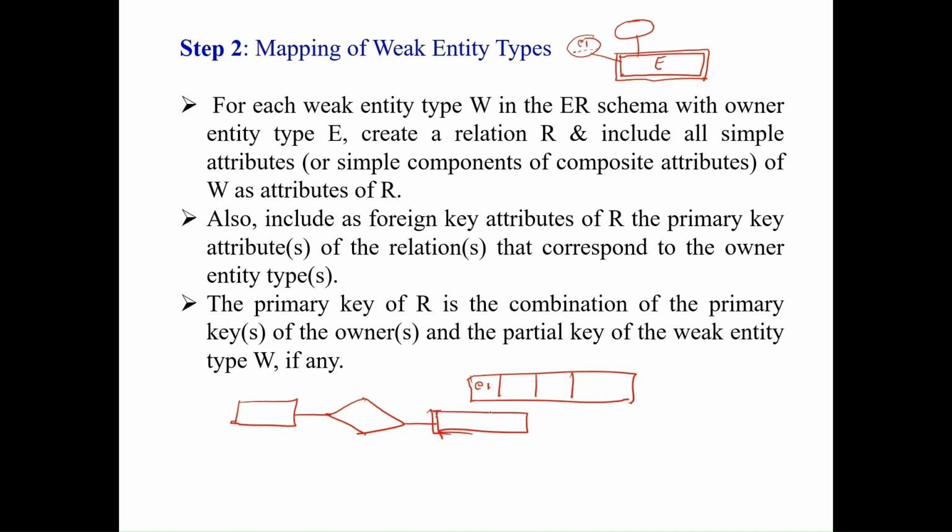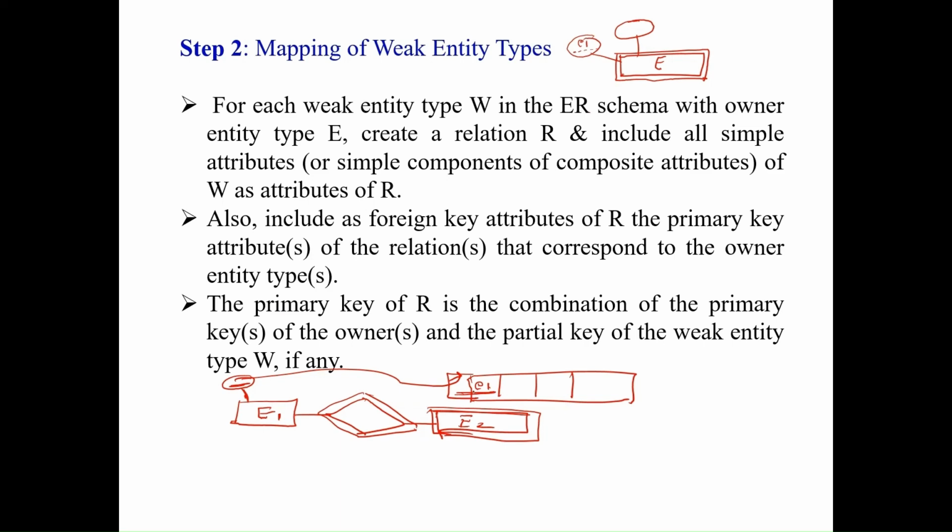So suppose this is the weak entity and the relationship is also weak. What do we have to do? We have to take this E1 and this E2. Then we have to take the primary key of this table as one of the attributes in this and make it a primary key.